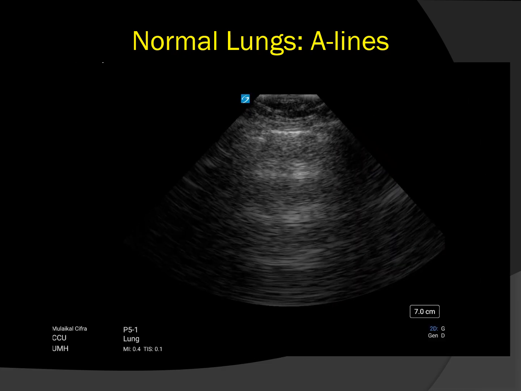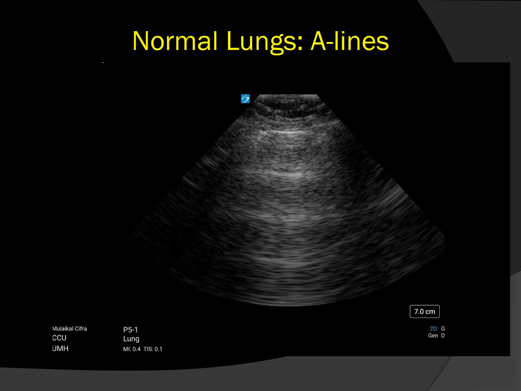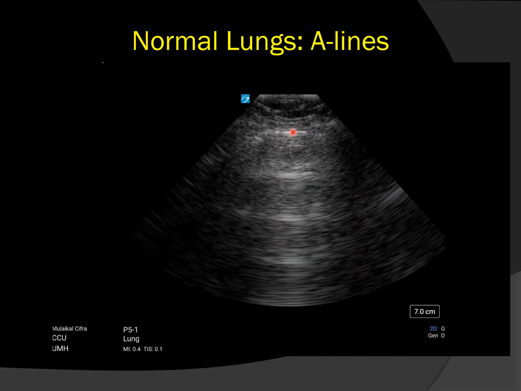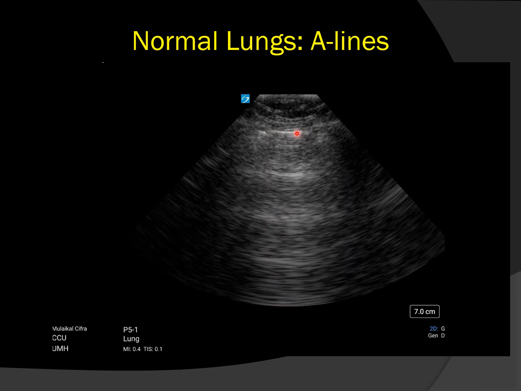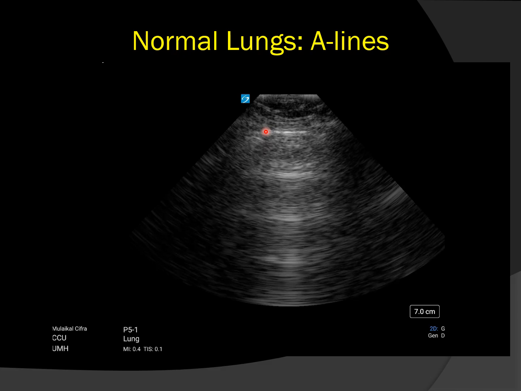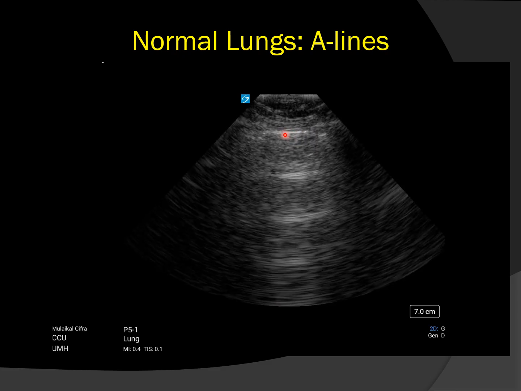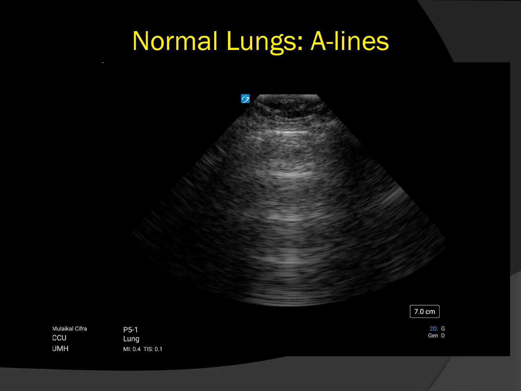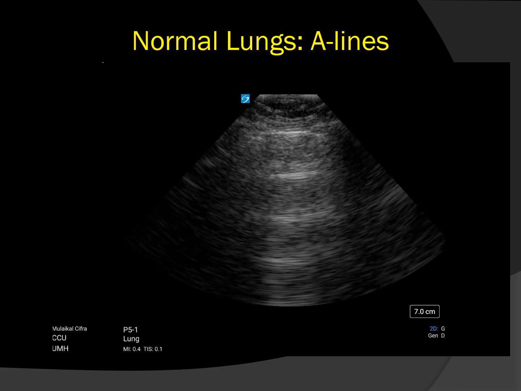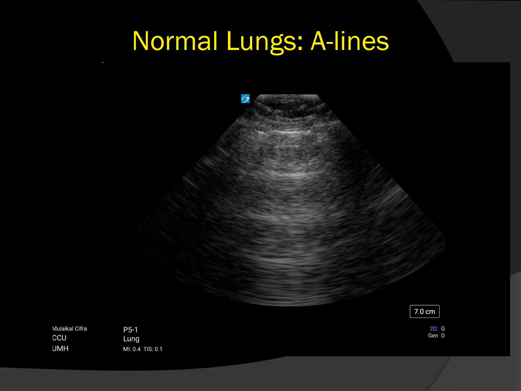And here is the real-time movement of the pleura. You can see the beautiful glistening effect of the visceral and parietal surfaces rubbing over each other as the patient breathes, and it moves back and forth in a very nice fashion. And then we have distinct A lines that are seen here as they are reflective artifacts of the highly reflective parietal pleura.